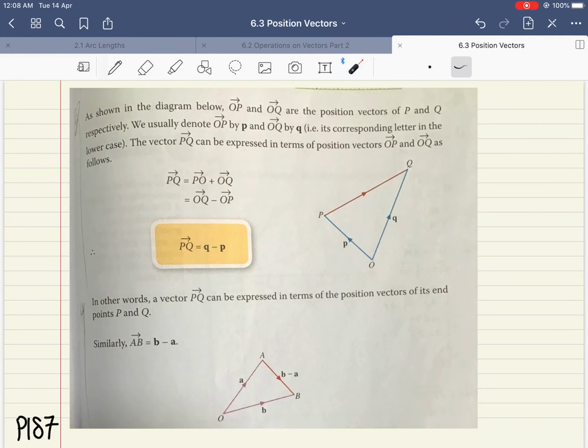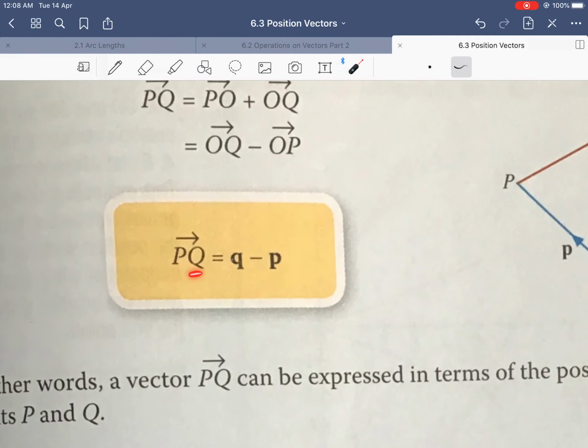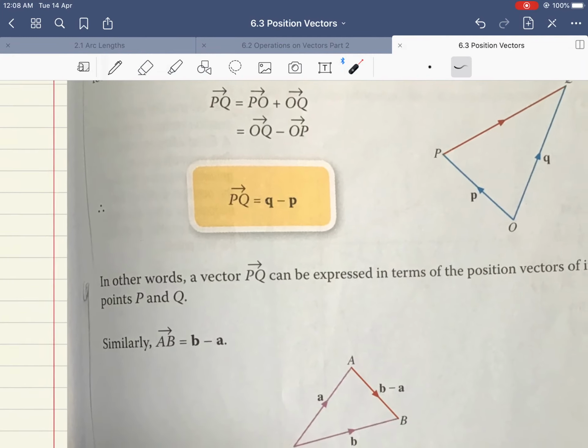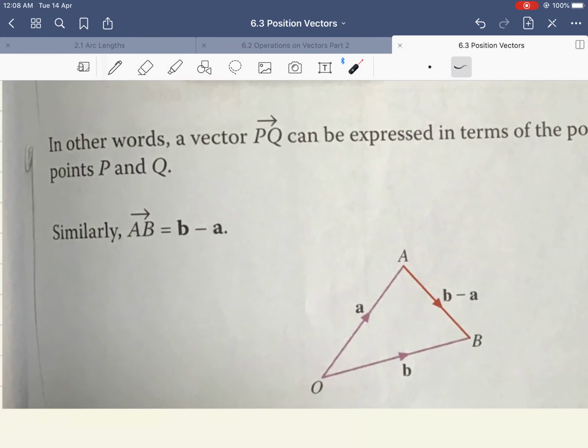Notice this: when we are looking at PQ, the Q comes first and then P comes second. With respect to position vectors, how I like to think of it is always the second letter minus the first letter. Let me give you another example, just below there.